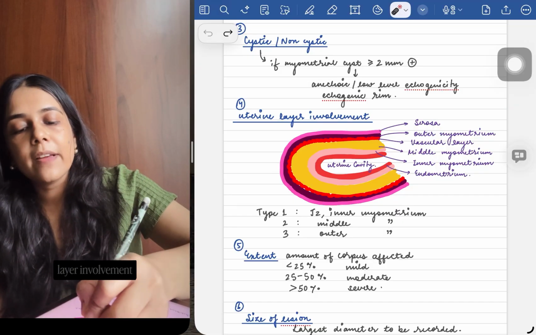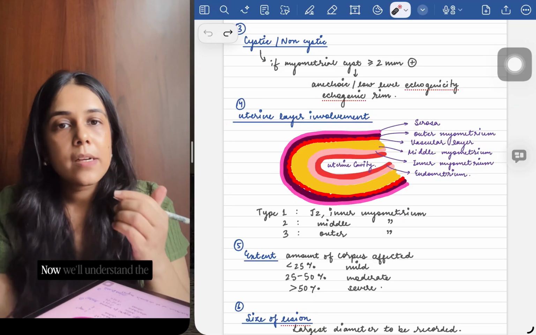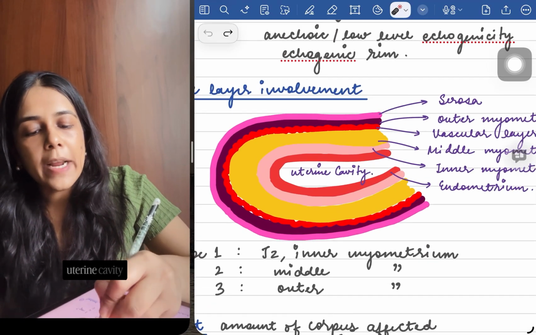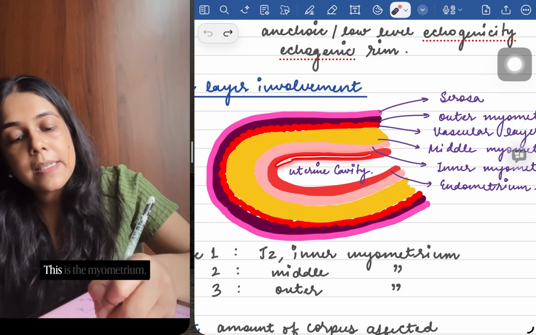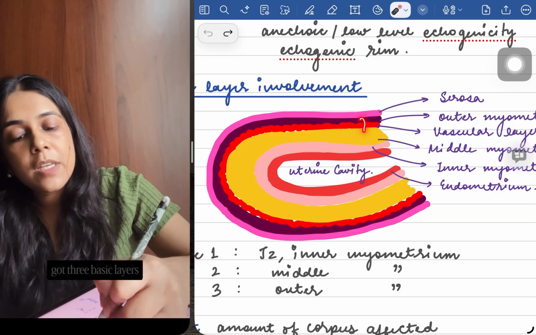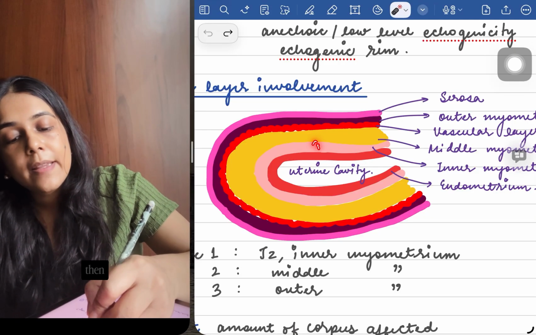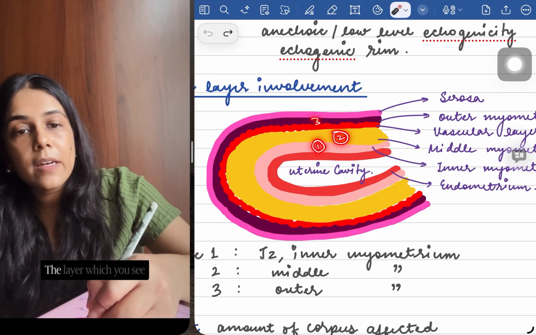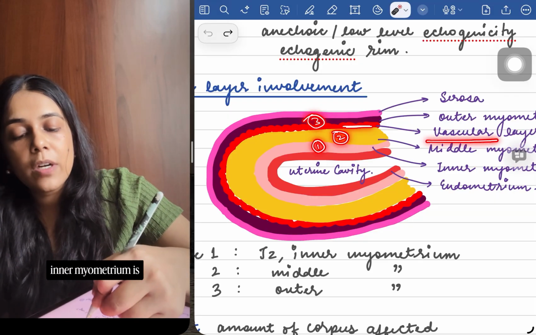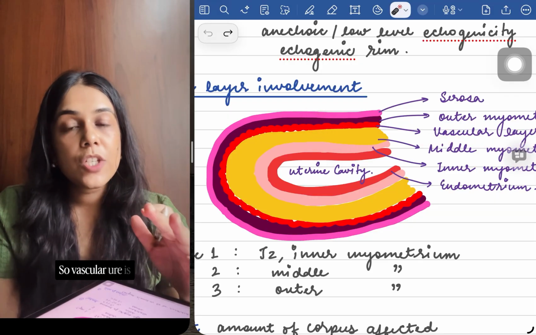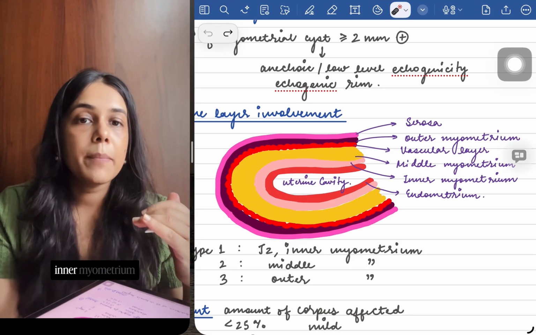Fourth feature is the uterine layer involvement. Now we'll understand the layers one by one. Supposingly this is the uterine cavity. Outside the uterine cavity, there is the endometrium. This is the myometrium, and the myometrium has got 3 basic layers. One is the inner layer, then is the middle layer, and then is the outer layer. The layer which you see in between the outer and the inner myometrium is actually a vascular layer or the vasculature. So vasculature is present between the outer and the inner myometrium.